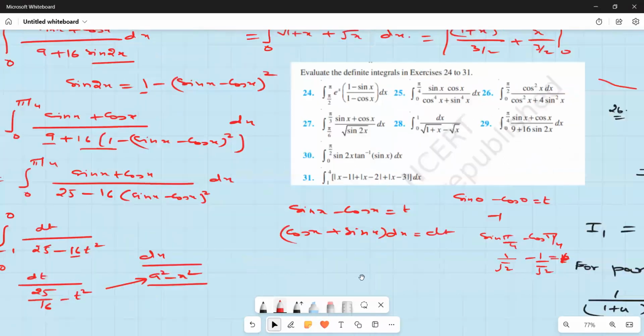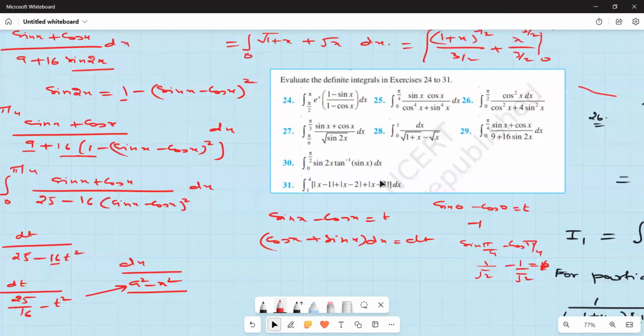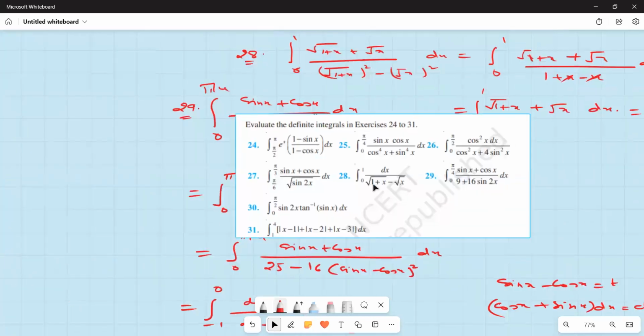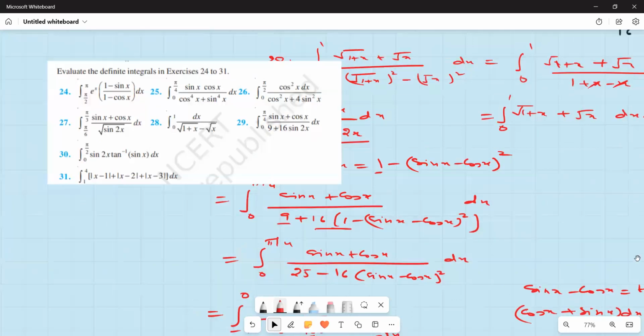Clear? Next question, 30th. Tan inverse sin x. So what will you do in this question?